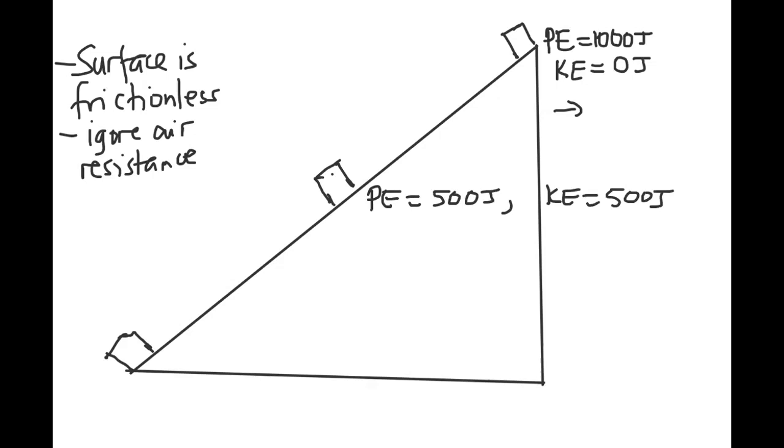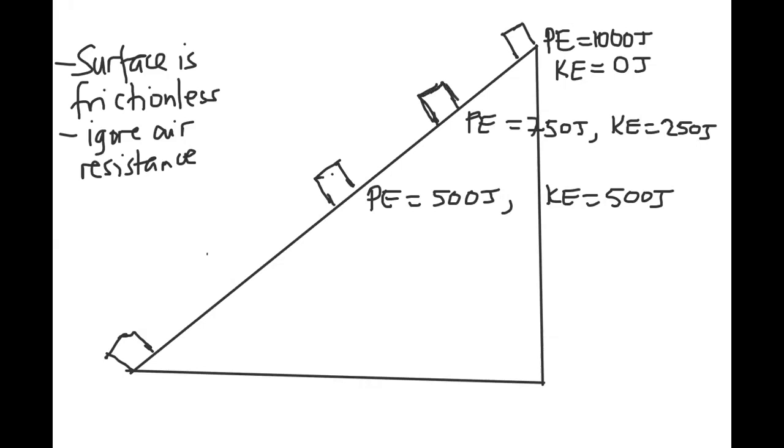Now you may want to know what will be the potential energy and kinetic energy somewhere here. As you can guess, the potential energy midway here has to be 750 joules, and kinetic energy has to be 250 joules of energy. All right, so we have lost some potential energy and we have gained kinetic energy.